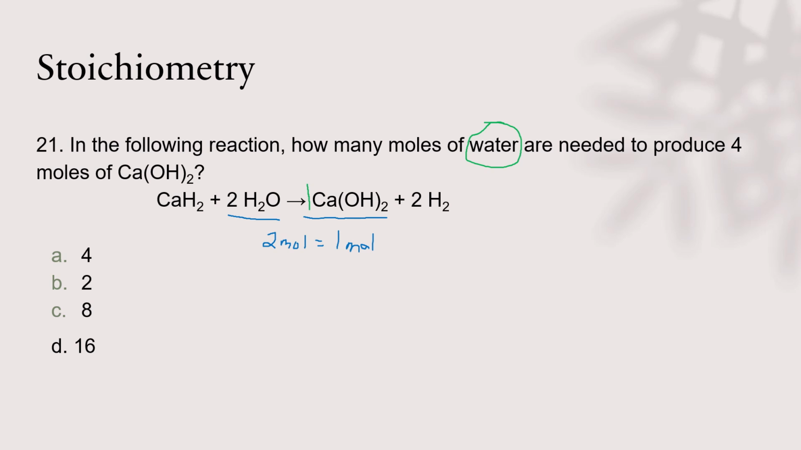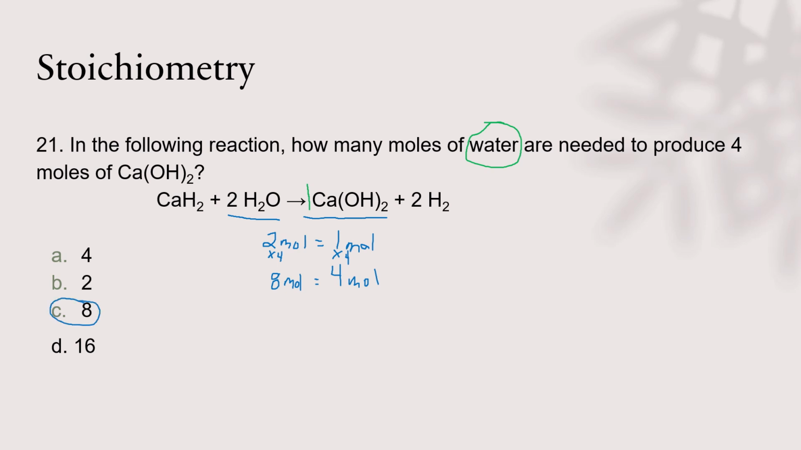In that case, if we wanted 4 moles here, that means we would have to multiply by 4, right? To go from 1 mole to 4 moles, we'd multiply by 4. So we want to do the same thing to the water. The moles it currently has, we want to multiply by 4 so that we get 4 times the amount of the calcium hydroxide that we want. So that means we are going to need 8 moles of water. So C is going to be your correct choice here.